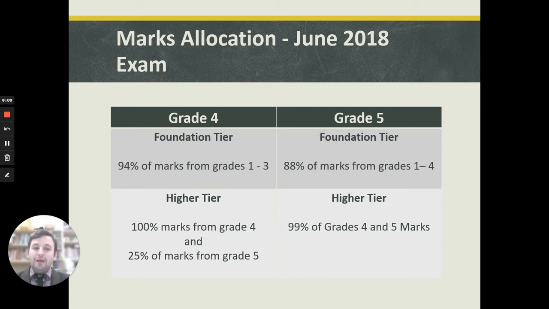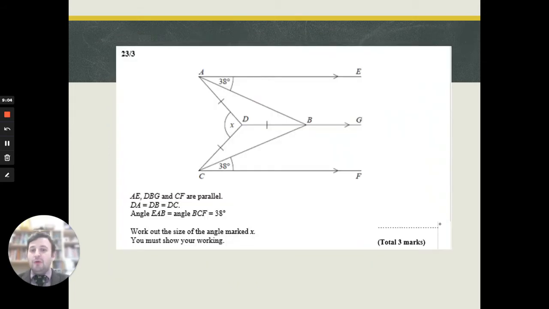So it's a slightly easier process on the foundation to be able to get those grade 4 and 5s, hence why we look for a solid and consistent grade 5 before suggesting the higher tier is the correct tier for them. So I thought at this point I'd give everybody a little test.